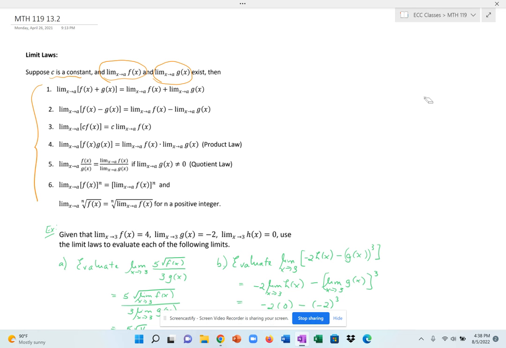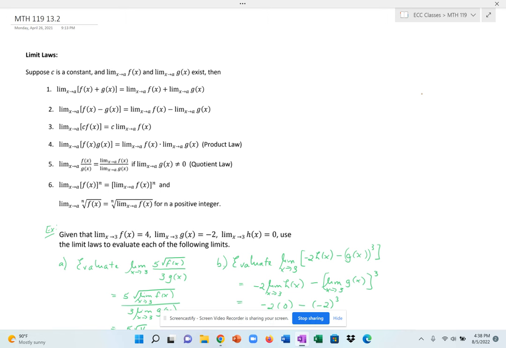The first law and the second law are very similar. So what they're saying is, in the first one, it says if you take the limit of the sum of two functions, that is equal to the sum of the limits. And the second one says that if you take the limit of the difference of two functions, that is the same as taking the difference of the limits. So sometimes evaluating it the way they are on the right makes sense, and sometimes we evaluate it the way it is on the left.